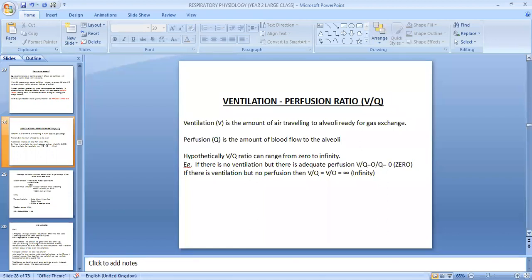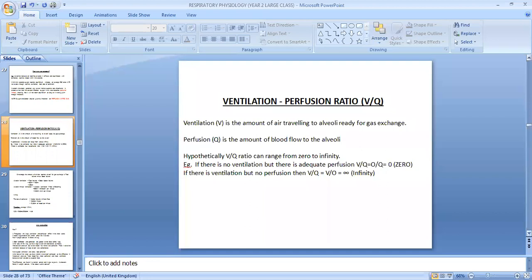Or just assume the entire lung. You are totally unable to take air into the lungs, but there is a blood flow for some reason at a certain time. Then there is no ventilation, but there is perfusion. Therefore, the VQ ratio is 0. On the other hand, if there is air and there is no blood getting to the lungs for some reason, then you have ventilation, but Q is 0. Any number you divide by 0 is infinity. And that's why I'm saying the VQ ratio can range from 0 to infinity.